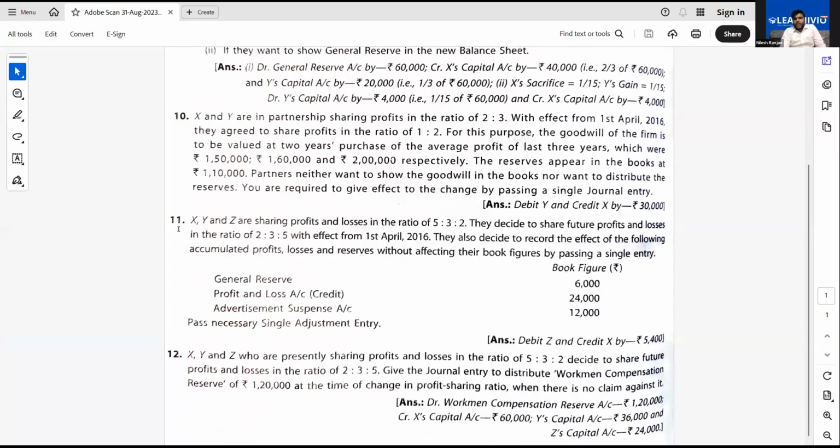X, Y, and Z are sharing profit and losses in the ratio 5:3:2. They decided to share future profits and losses in the ratio of 2:3:5 with effect from 1st April 2016. They also decided to record the effect of the following accumulated profit, losses, reserve without affecting their book figure by passing a single entry. Can you tell me it is the first case or the second case?